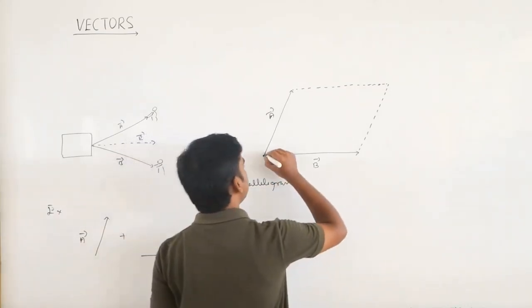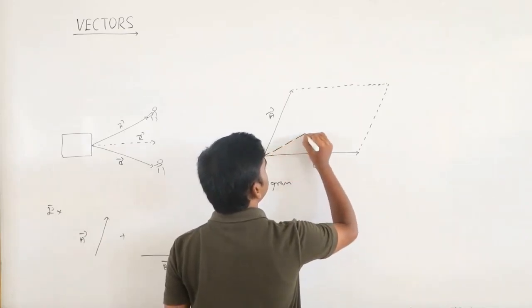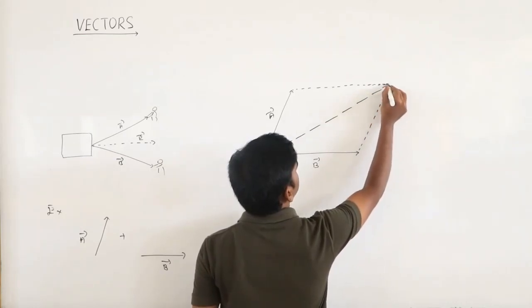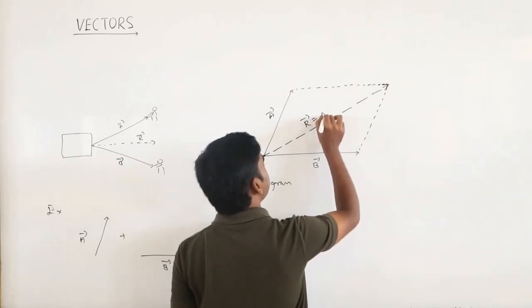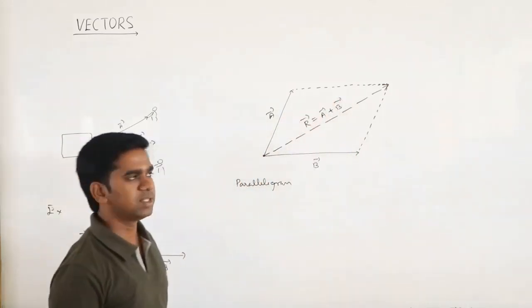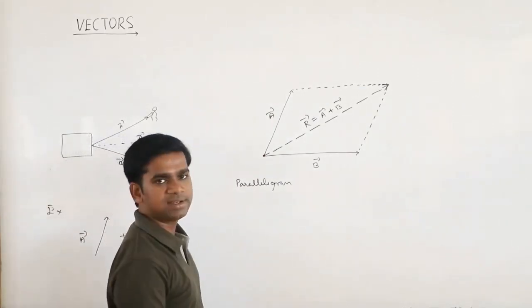So this is going to be your diagonal. Okay. So this is going to give you the resultant. Resultant is what? Vector A plus vector B. Okay. So this is what we call the parallelogram law of vector addition.